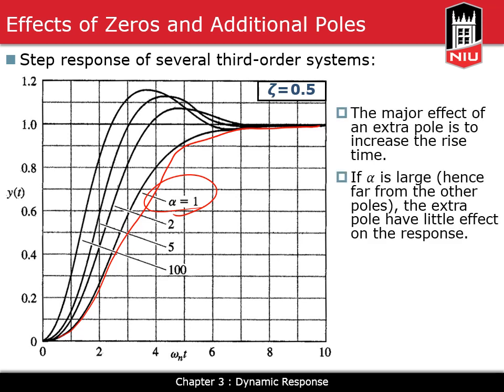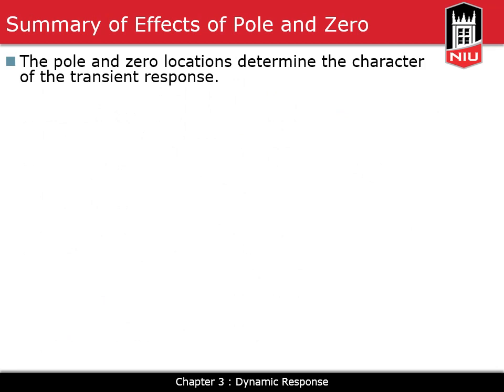The major effect of an extra pole, as you can see, is to increase the rise time. It slows down the response, increases the rise time. If alpha is large, the extra pole has a little effect on the response. The pole and zero locations determine the character of the transient response. Basically changes those specifications: settling time, rise time, overshoot, and peak time.